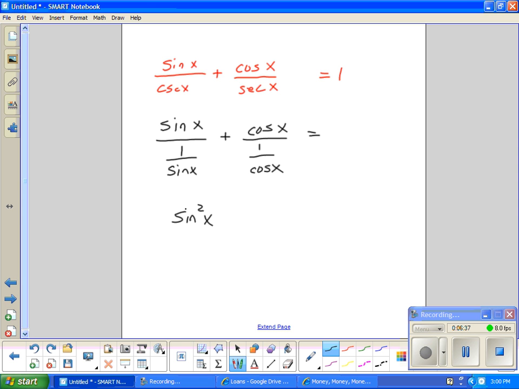I get sine squared x. Flip up this one, I get cosine squared x. And I know that is 1, which is equivalent to the other side. A very short and quick proof. You will get the right answer if you use cosecant and secant as a common denominator. It just takes quite a bit longer to get there.